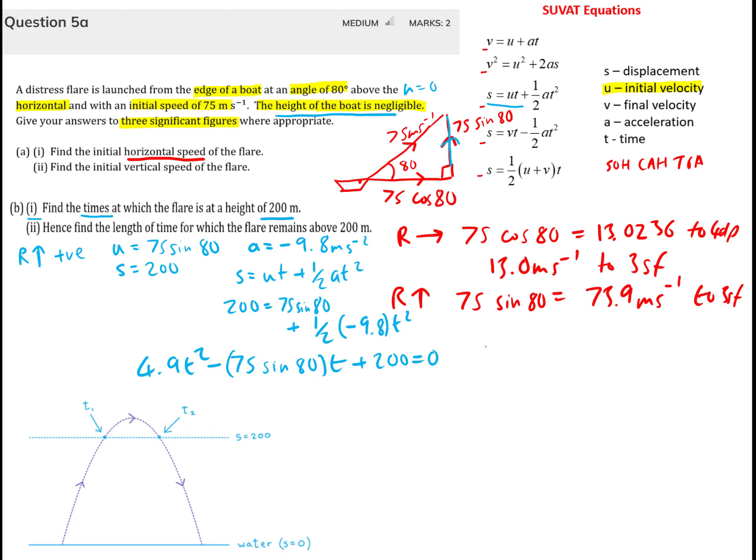Now solve this using the quadratic formula, because you can't factorise. Solve using the quadratic formula, or use your calculator tool, and then you'll get two values for t, and the first t is going to be the smallest value that you get, so you should get 3.54 seconds, and the second time is going to equal 11.5 seconds to 3 significant figures.